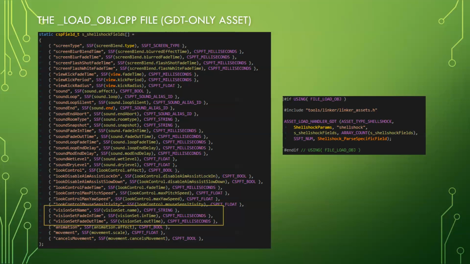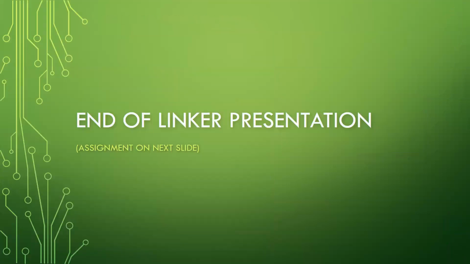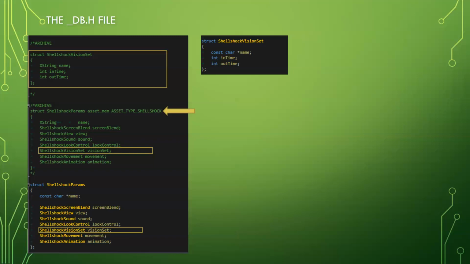So again, this is all of the shell shock fields. We can just focus on the stuff inside the yellow box. Like we saw before, this is my last slide by the way. We saw that the shell shock vision set has 3 fields. It has a name, an in time, and an out time, and the entire struct is called vision set. So if you were to access these fields in code, you would say vision set.name, vision set.intime, vision set.outtime.